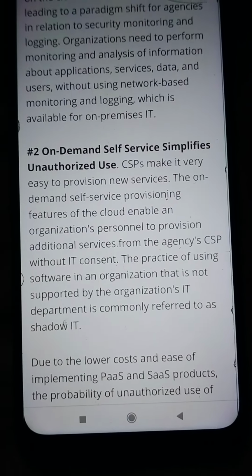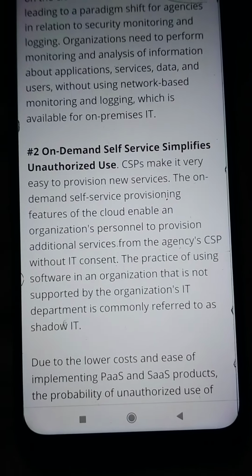Due to the lower cost and ease of implementing PaaS and SaaS products, the probability of unauthorized use of cloud services increases. However, services provisioned or used without IT's knowledge present risks to an organization. The use of unauthorized cloud services could result in an increase in malware infection or data exfiltration.